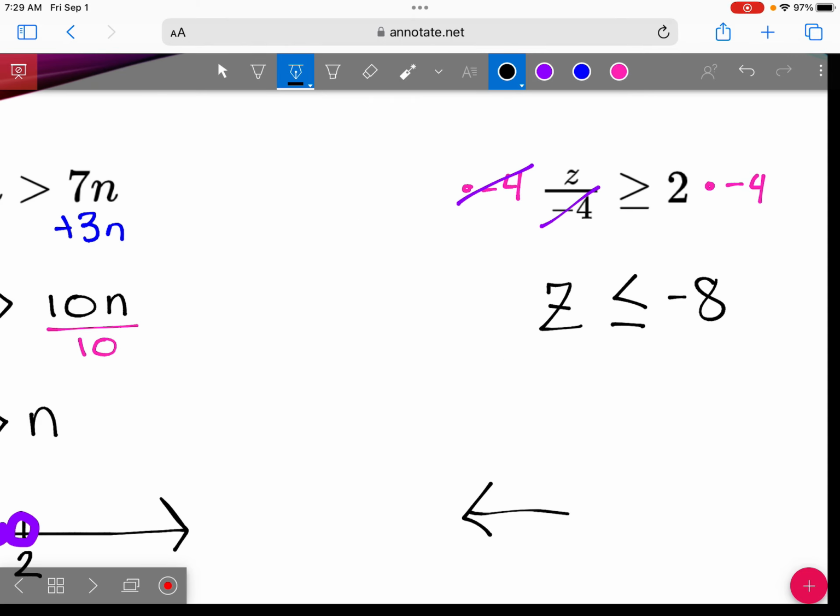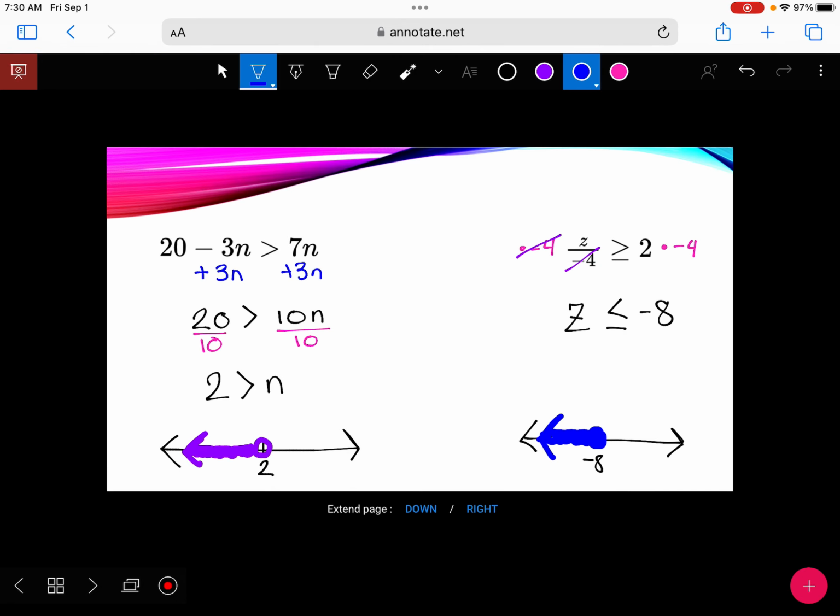So when we sketch that, less than or equal to, excuse me. So we'd have our -8, and my z can equal -8, so we use a solid dot, and smaller. You can always pick something from this section that we color in and test it. -10 or -12 divided by -4 would be +3, and that is greater than 2. You can go back and test it. That would be a good way to check something if we feel we need to.